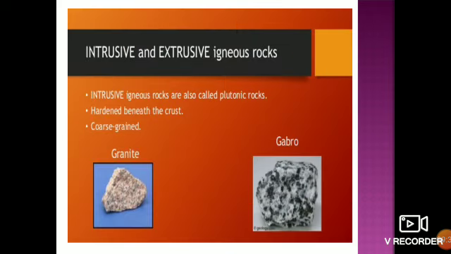When the cooling of magma takes place below the surface of the earth, the process occurs very slowly as the interior is hot enough, resulting in the formation of large crystals. Such rocks which are formed within the interior of the earth are called intrusive or plutonic igneous rocks. Examples of these rocks are granite and gabbro.